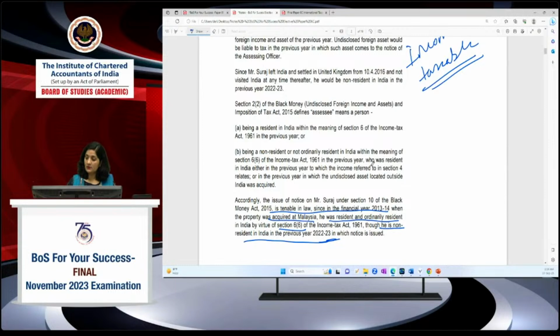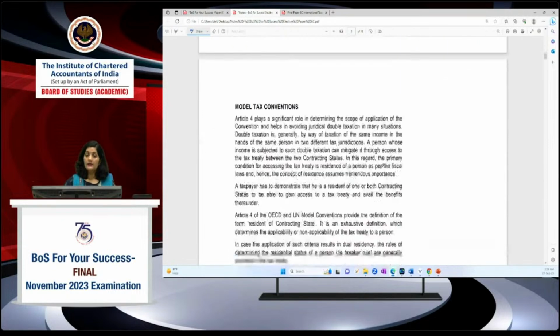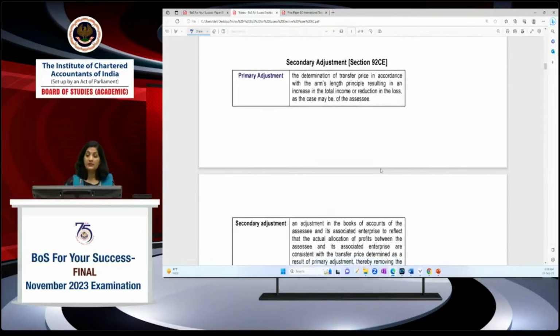What else other than this in transfer pricing? What is basically in transfer pricing? Secondary adjustment, 92CA, generally a question being asked. Interplay between section 92CE and 94B, क्या है?